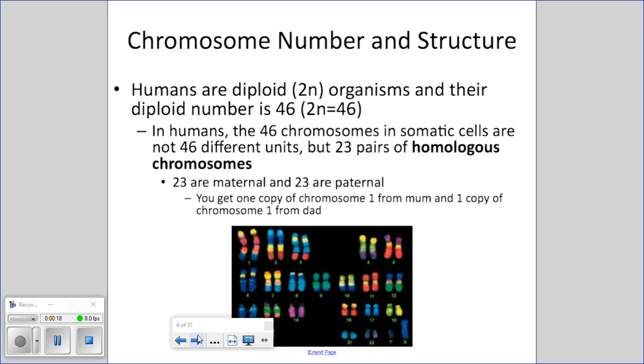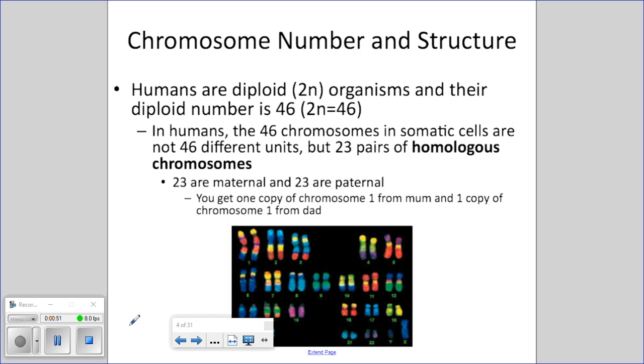Just recall that humans are diploid, so we have 2 of each type of chromosome, and our diploid number is 46. So we have 46 chromosomes in total. In humans, the 46 chromosomes in somatic cells are not 46 different units, but 23 pairs of homologous chromosomes. So we have 23 different types of chromosomes, but we have 2 of each type. We have 46 chromosomes in total, 23 different types.